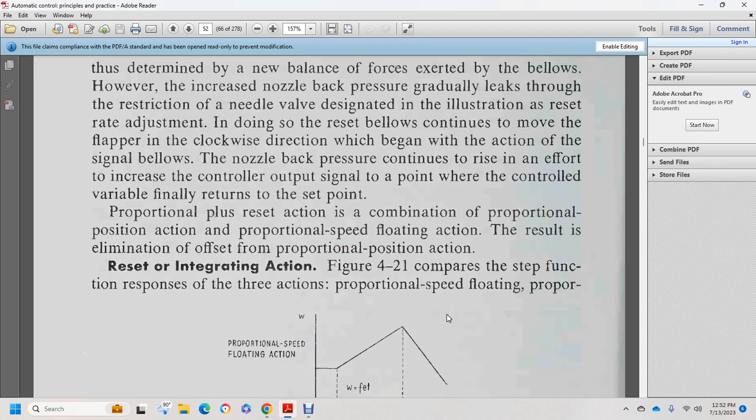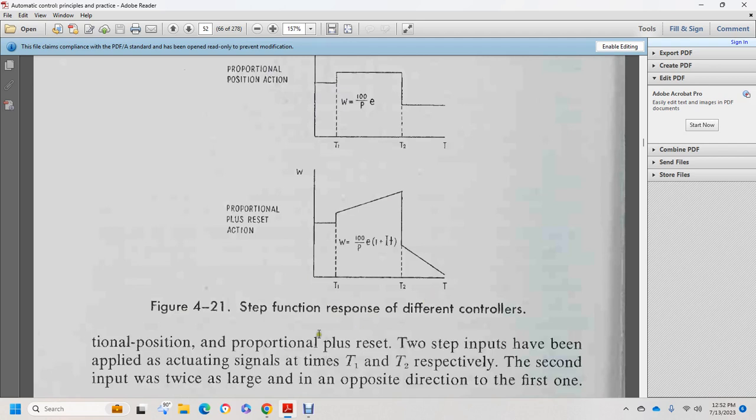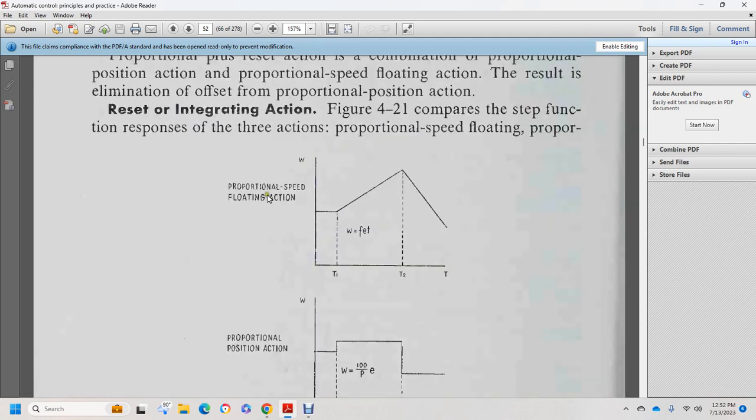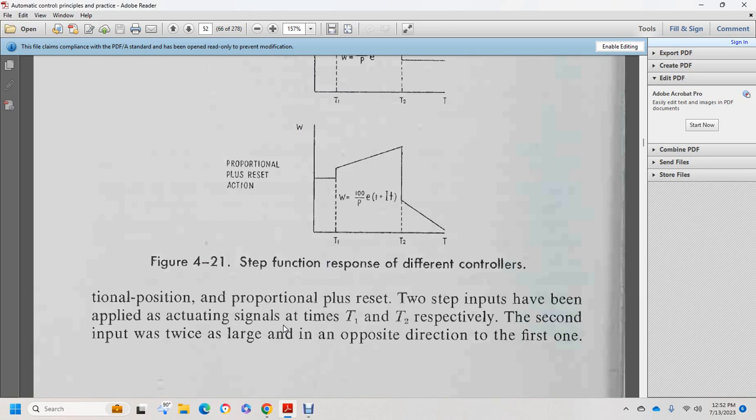Reset, or integration, action. Figure 420 shows the comparison of step function responses for proportional speed floating, proportional positioning, and proportional plus reset. It shows proportional speed floating action, then proportional position action, then proportional plus reset action. That's time over W.